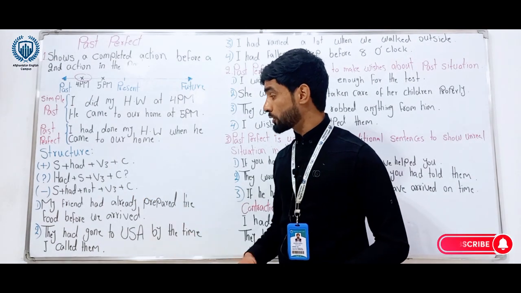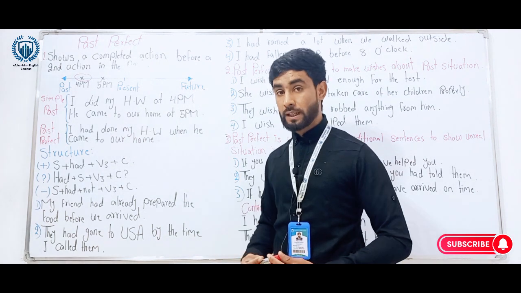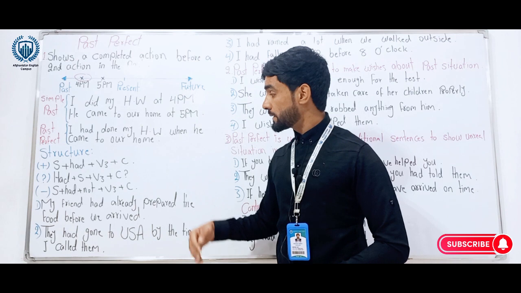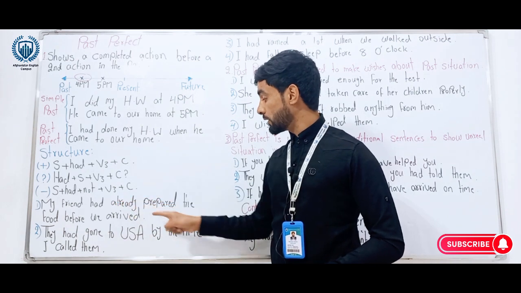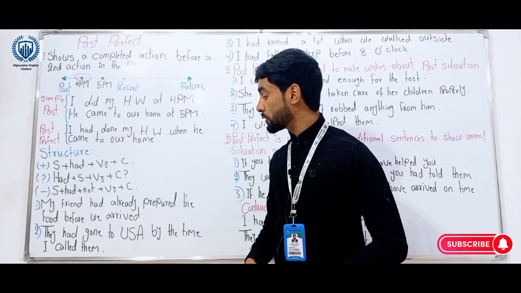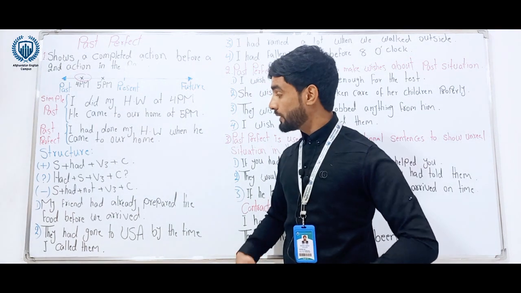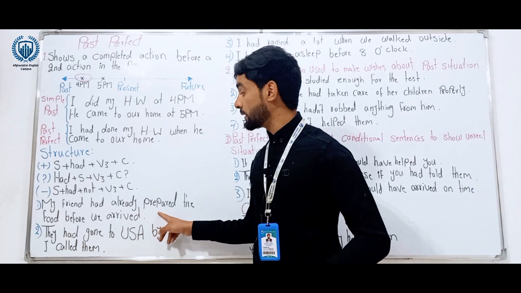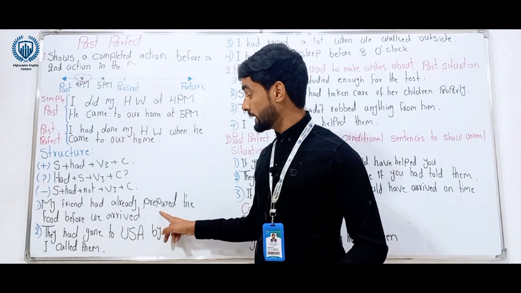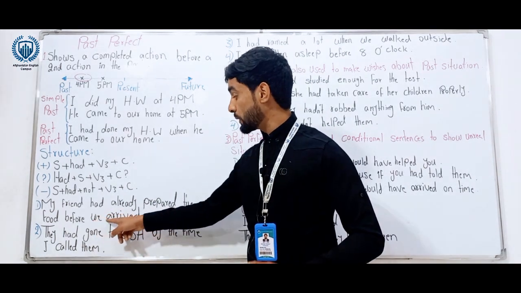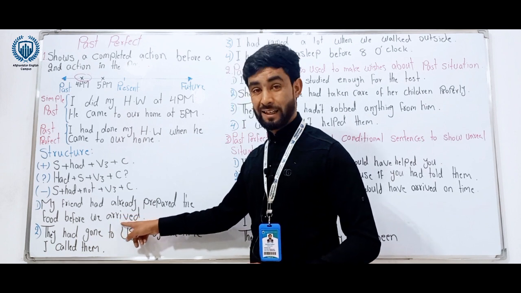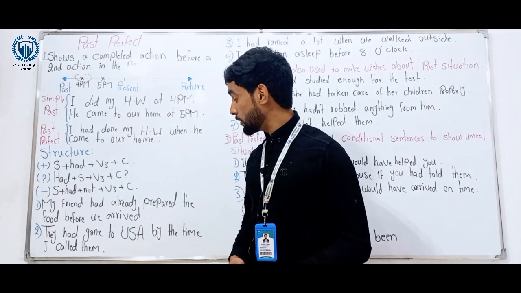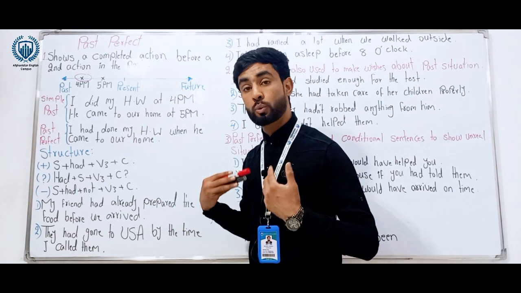Alright, let's come to some more examples to understand the concept of past perfect properly. The first sentence says, my friend had already prepared the food before we arrived. So here I have two actions. The first, my friend prepared the food. Prepared is the first action, and then, before we arrived, arrived is the second action.